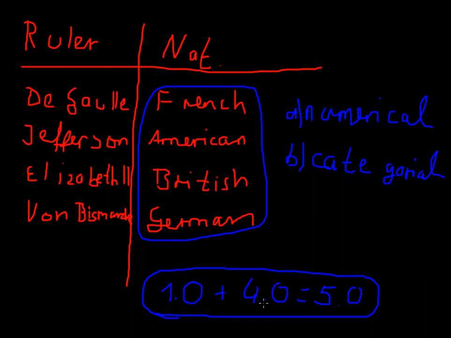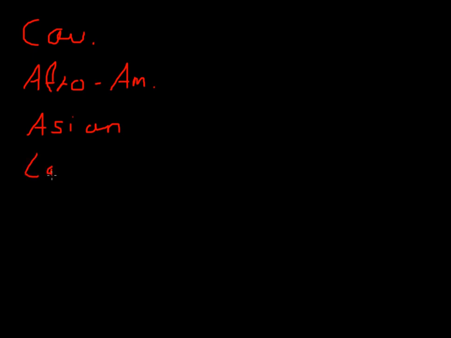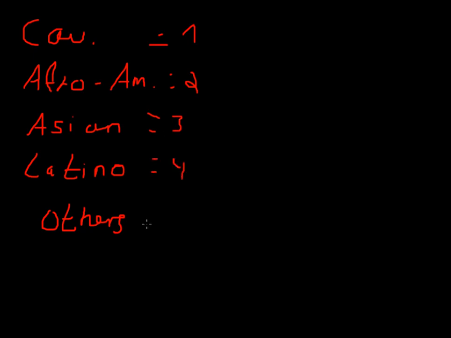A convenient way to store categorical data, and most scientists do this, is to code it. For example, you have the variable ethnicity. Your variable could take the values Caucasian, for example. I'll shorthand it. Your variable can take the value Afro-American. Your variable could take the value Asian. Or your variable could take the value Latino. And others. A great way to store this would be to give them numbers. Caucasian would be 1, Afro-American would be 2, Asian would be 3, Latinos would be 4, others would be 5.